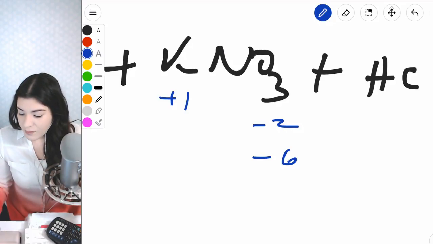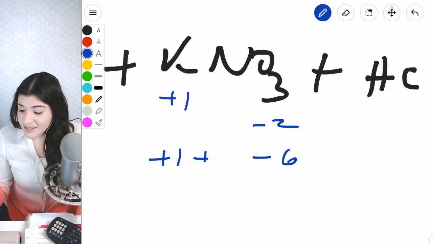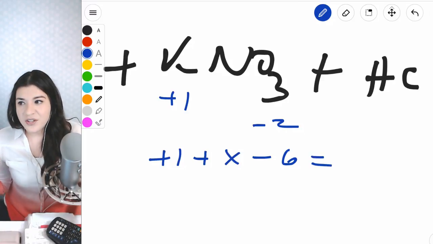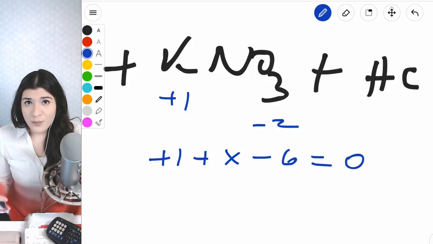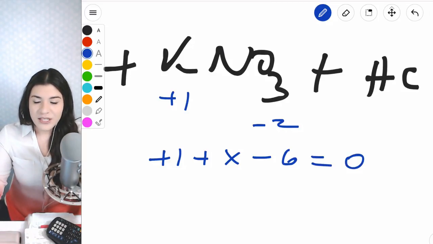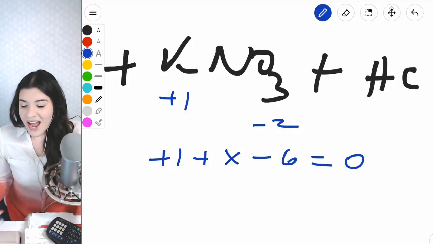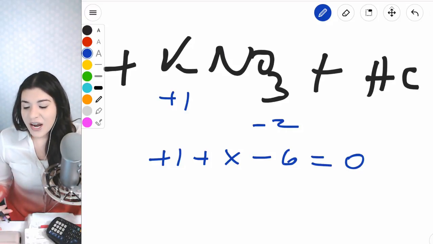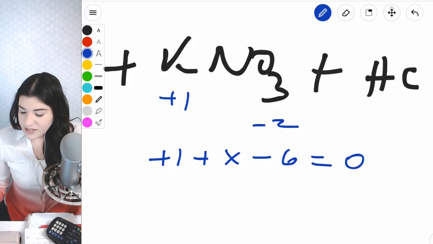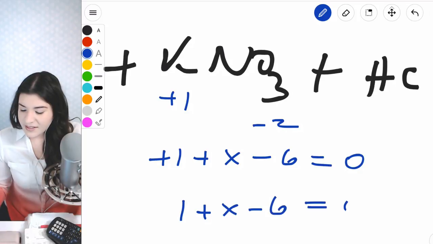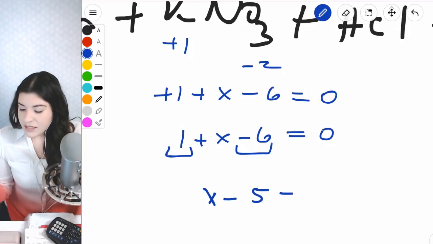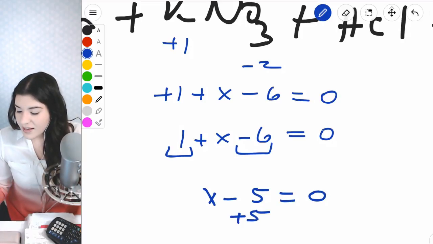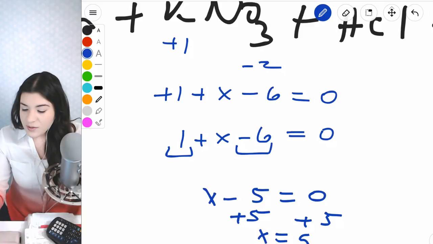So here we have +1. I'm going to say +x. That's equal to the entire charge of our compound. So this is 0. This is a neutral compound, meaning it adds up to 0. That's why I'm setting it equal to 0. And then from here, let's do a little bit of math to figure out what nitrogen's oxidation number is. So this would have been 1 + x - 6 is equal to 0. Combine these 2 values together. That would have been x - 5 equals 0. So I'll add over the 5, and then x is equal to 5. So we know this is a +5.